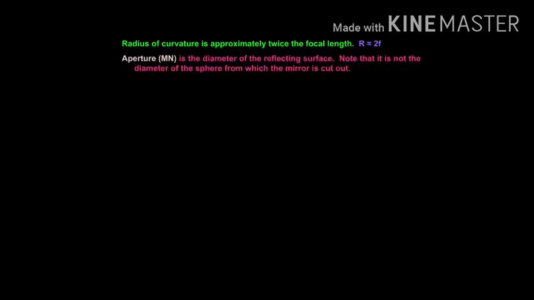The relation is that the radius of curvature is approximately twice the focal length. And I also told you about the aperture, which is the diameter of the reflecting surface. Now there are very important things that students need to know while drawing ray diagrams. So we will first think about, remember and learn these things.